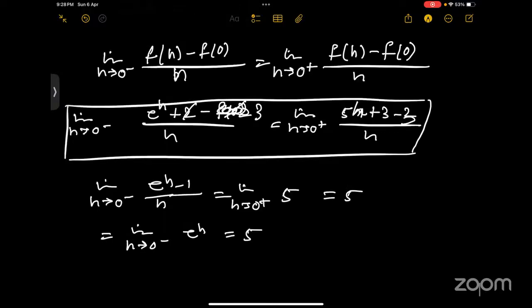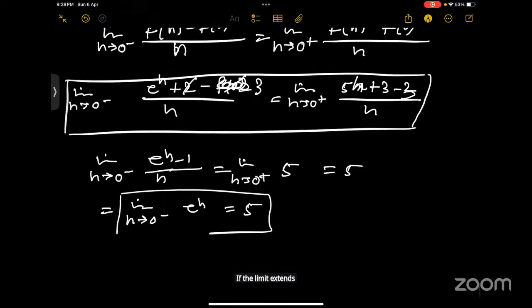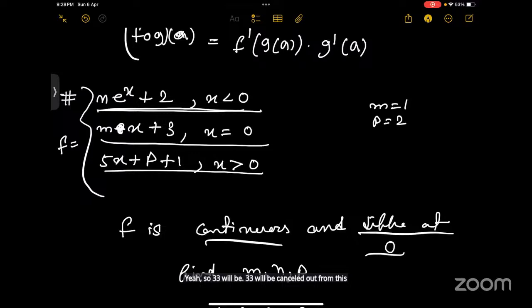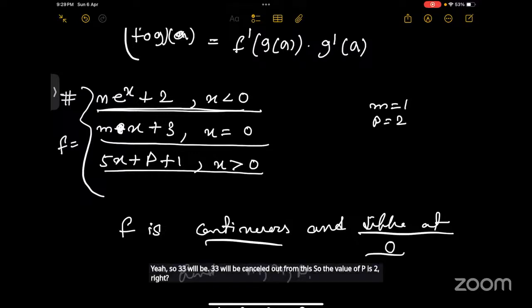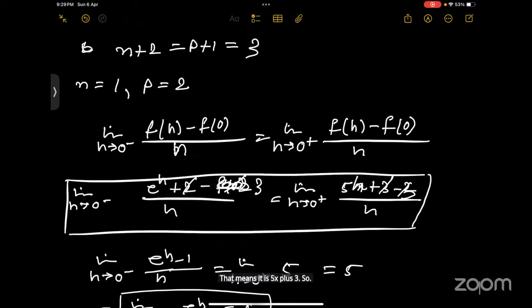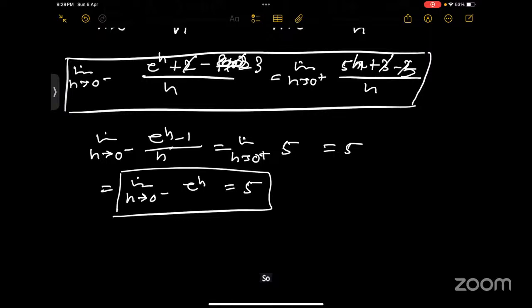How did you get the limit h tends to 0 plus 5h plus 3 minus 3? Can you explain that? The value of p is 2, right? That means it is 5x plus 3. That is the f of h, and f of 0 is 3. So 5h plus 3 minus 3, the 3 will be cancelled out, then h will be cancelled out. Then 5 will be there, right? Okay, thank you. So is it possible anywhere at any point for any h? No, right?